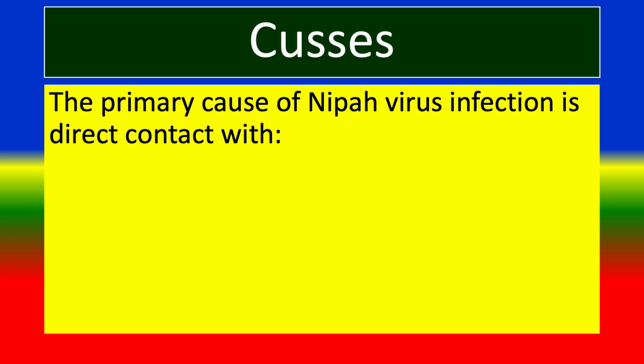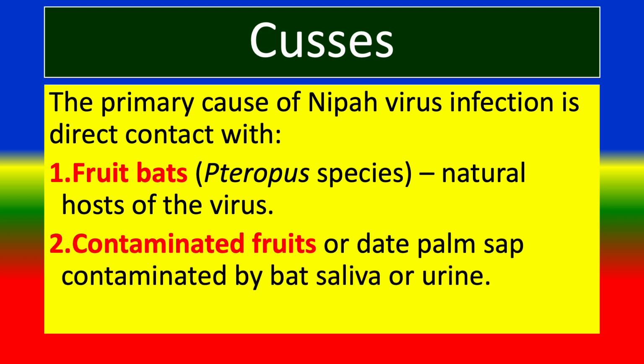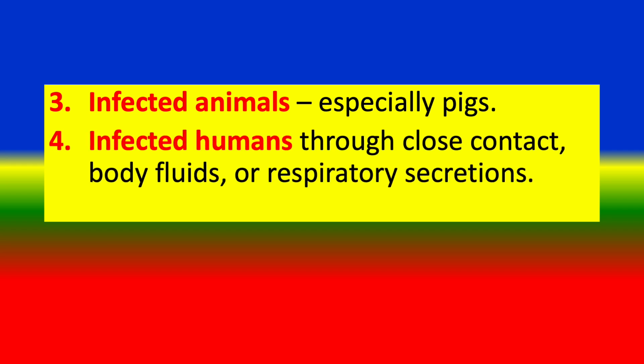Causes. The primary cause of Nipah virus infection is direct contact with: 1. Fruit bats, the natural host of the virus. 2. Contaminated fruits and date palm sap, contaminated by bat saliva or urine. 3. Infected animals, especially pigs. 4. Infected humans through close contact, body fluids, or respiratory secretions.